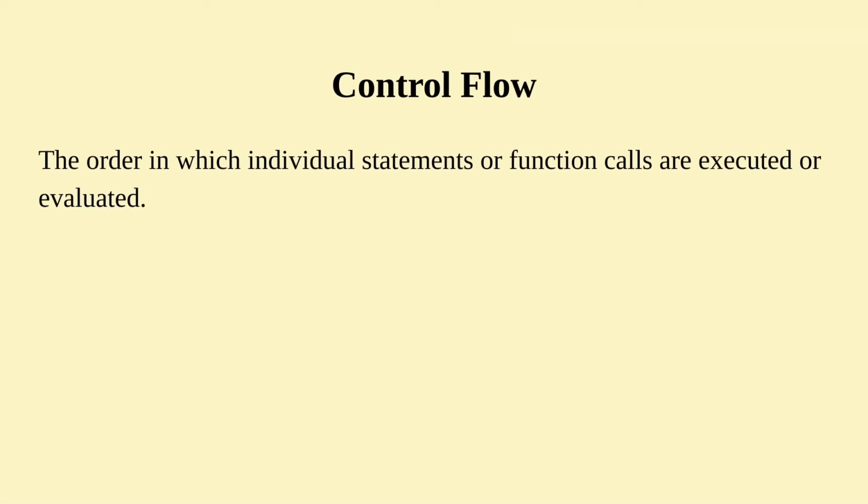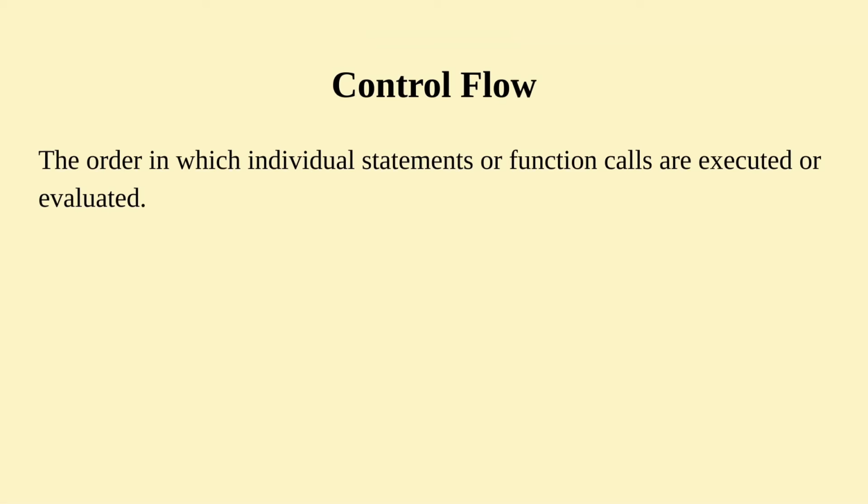Control flow is the order in which individual statements or function calls are executed or evaluated. Now, if we don't interfere with the control flow, then the control flow moves from one statement to the other in the same order in which they are written. But in some cases, we might have to repeat the actions or even skip some.